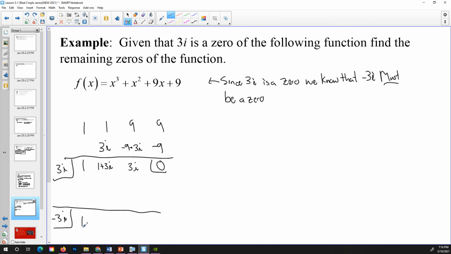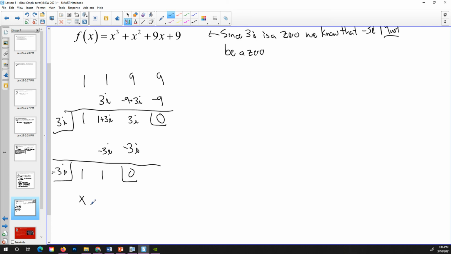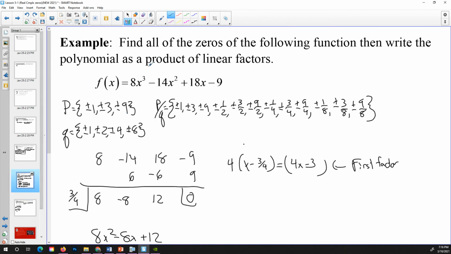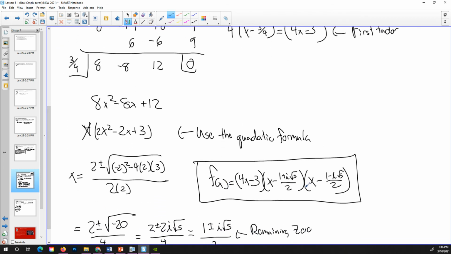When I bring down the 1, 1 times negative 3i is negative 3i. 1 plus 3i minus 3i will just be 1. And then 1 times negative 3i is negative 3i. That'll give me 0. And so this remaining factor will be x plus 1. Now this thing asks us to find the remaining zeros of the function. The question before us asked for a product of linear factors. This is what a product of linear factors. The list of zeros are just what makes each of those factors 0.